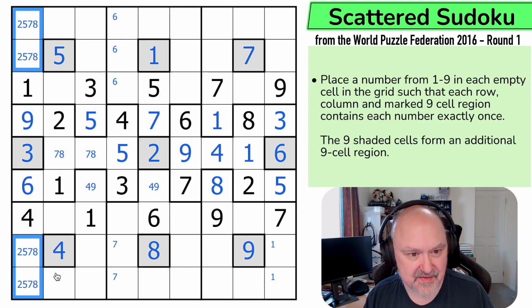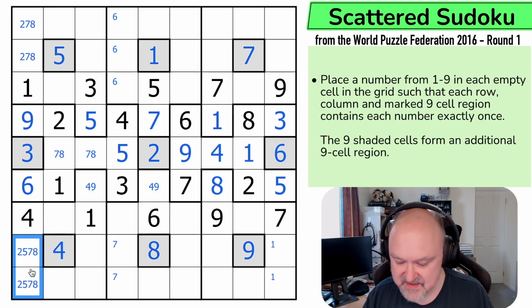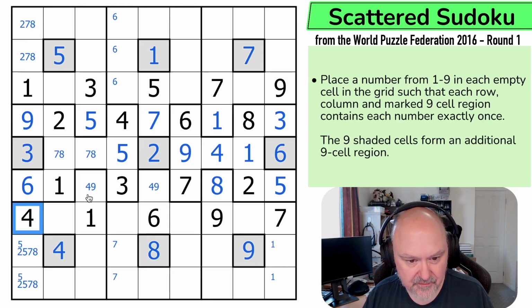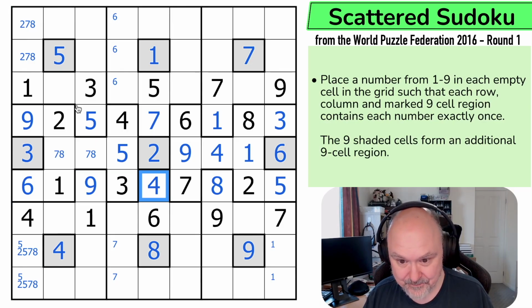2, 5, 7, and 8. Well, there's no 5 up here. So 5 is in one of those two. Oh, the 4 makes that the 9 and that the 4. It's really hard to scan this. There's no 7 there.